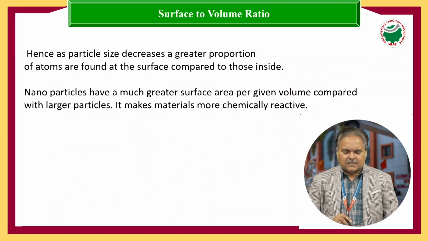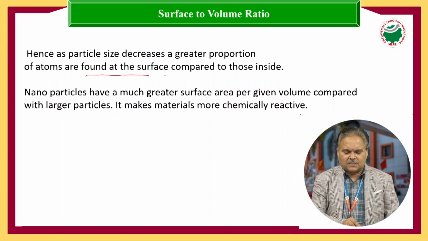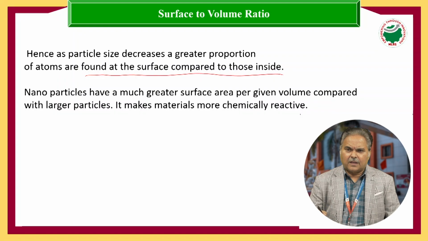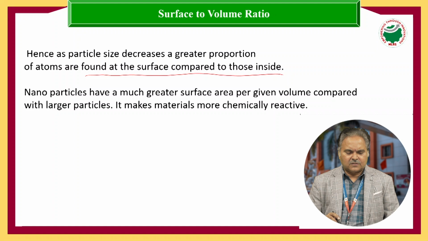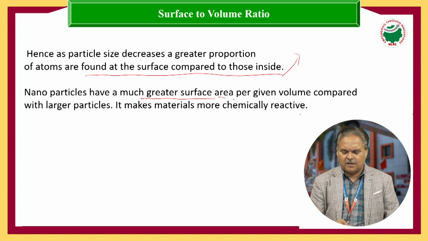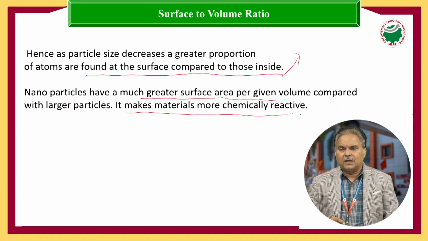So as the particle size decreases, a greater proportion of atoms are found at the surface compared to inside. If the surface to volume ratio increases, then the particles at the surface will be more compared to inside. So that's another important point where the total properties will change drastically using this type of phenomena. There is a much greater surface area for a given volume compared to larger particles, so it makes the material more chemically reactive.